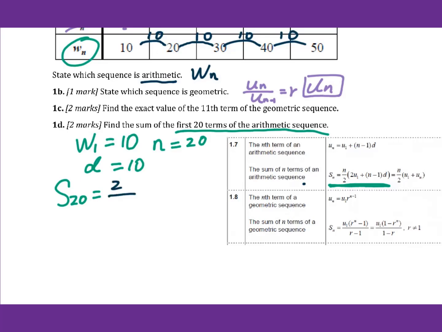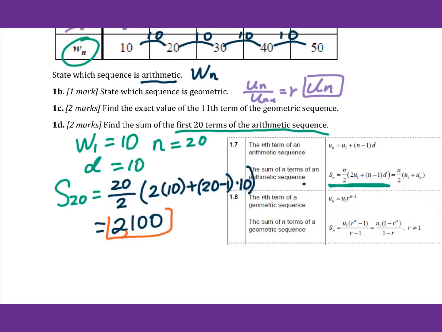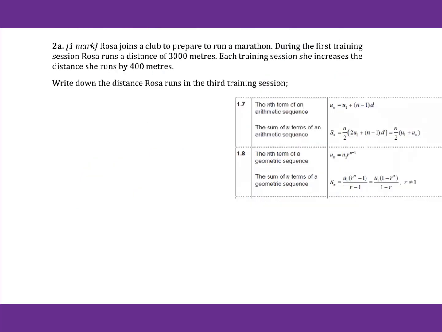So we have 20 over 2, times 2 times 10, plus 20 minus 1 times 10. We put this into a graphing calculator, and the answer will be 2,100. Let's go to 2A.